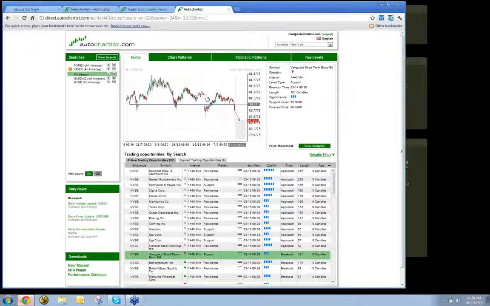Okay, well let's take any example. This looks pretty good. So this looks like a Vanguard short-term bond ETF. Okay, so it's not really a share, it's an ETF, but let's have a look at it anyway. So what's happened in this situation? This is a completed key level, right? That means that Autochartist identified very strong support at 80.98, and now it believes there's been a breakout down through this support level, and Autochartist believes that the price is heading towards 80.44.